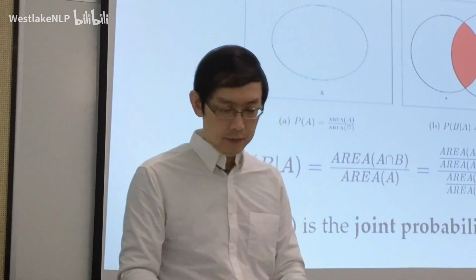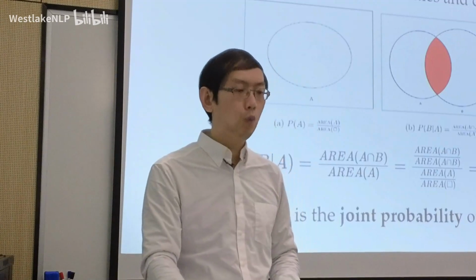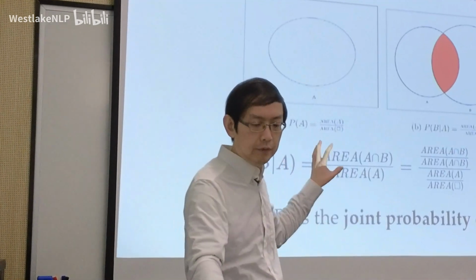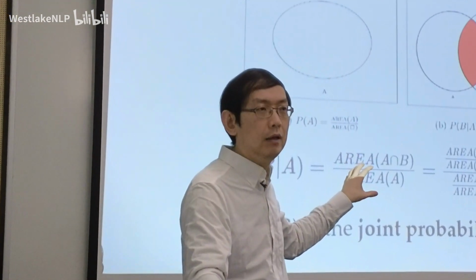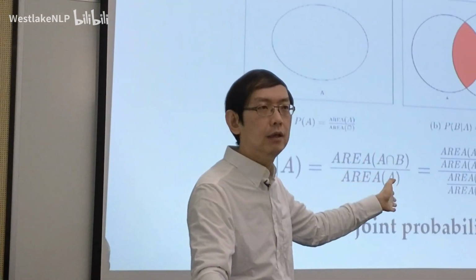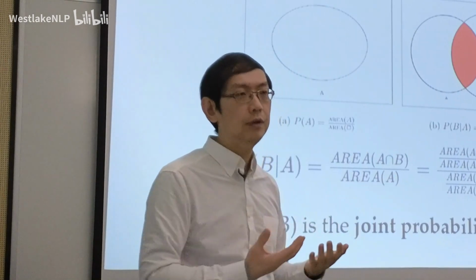So you have an exercise. Will the probability of A always be higher than the probability of A given B? That's an exercise. You can try to think about the answer by looking at the Venn diagram.